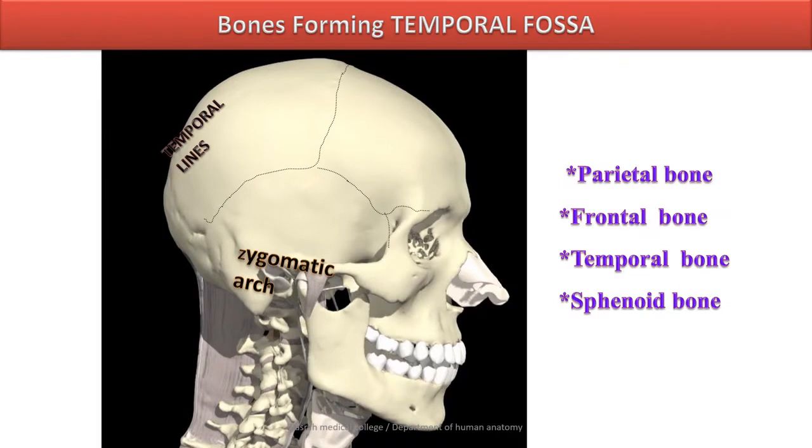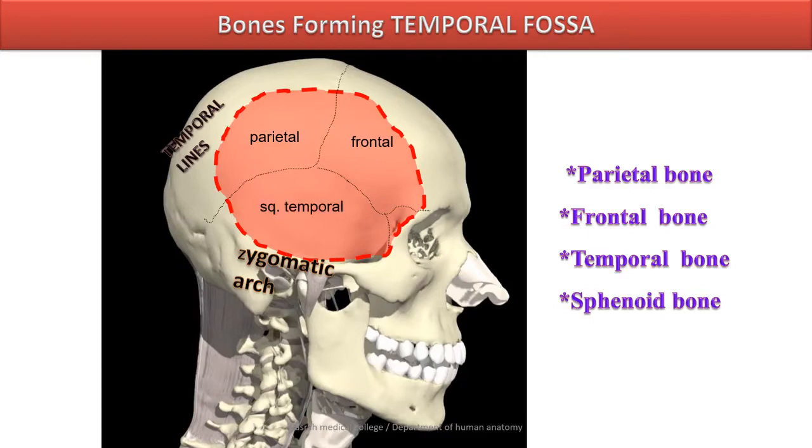The bones forming the temporal fossa are, this is the temporal fossa, the bones are, the first one is the parietal bone, the second anteriorly is the frontal bone, the squamous part of the temporal bone and the sphenoid bone.